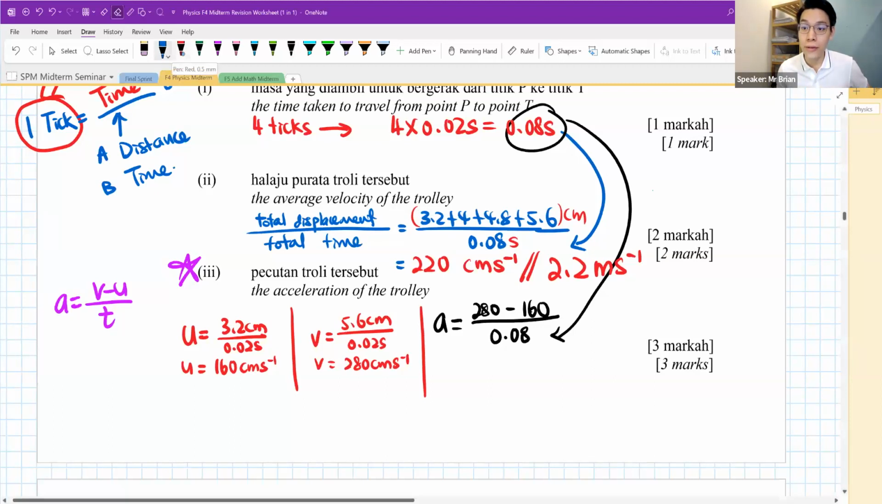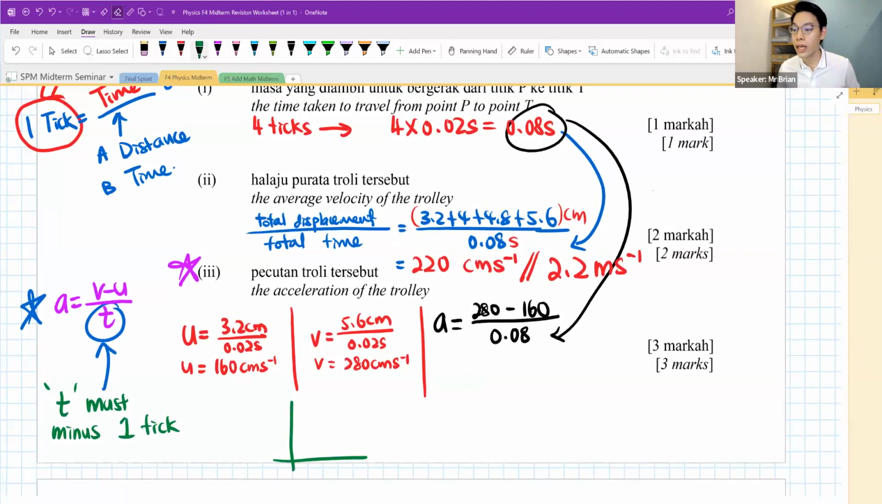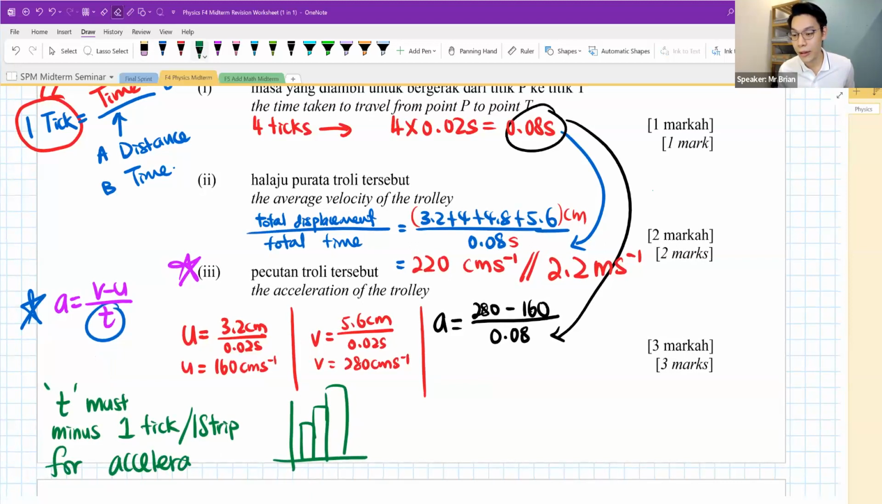So quick reminder for ticker tape for everyone. You guys are quite good, not bad. The time here, you must minus 1 tick, or let's say if you are talking about strip by strip, then you have to minus 1 whole strip. Only for acceleration. Only for acceleration. Let me tell you why.